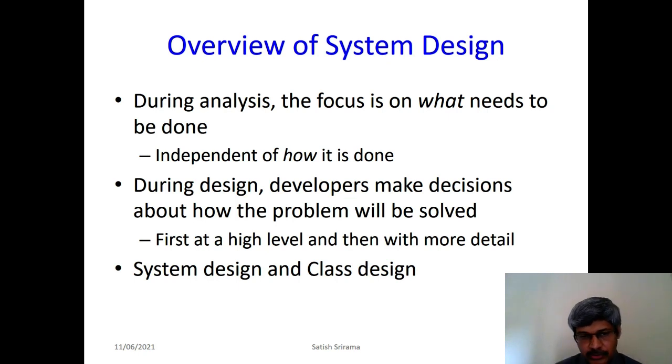So during design, developers make decisions about how the problem will actually be solved. First, it will be looked at in high level, and then we will look at it in more detail. So that's how it also has two stages. One is the system design, and the other one is the class design.